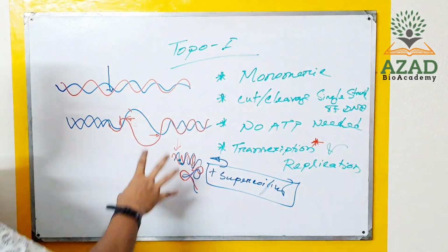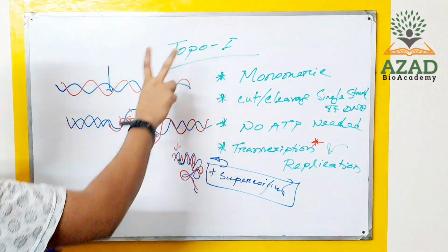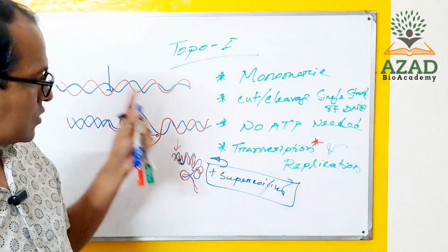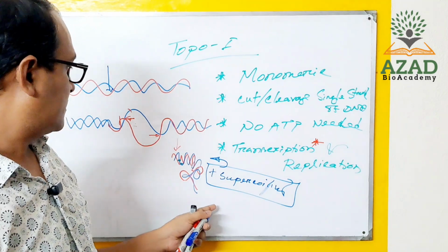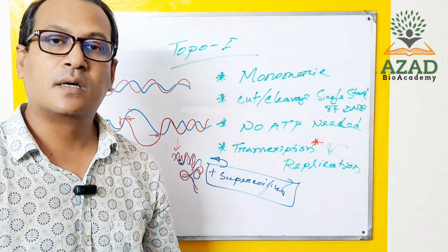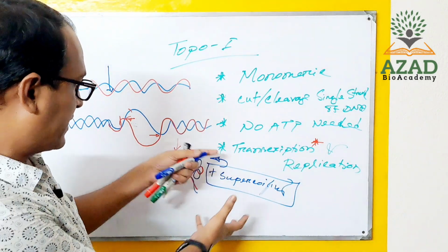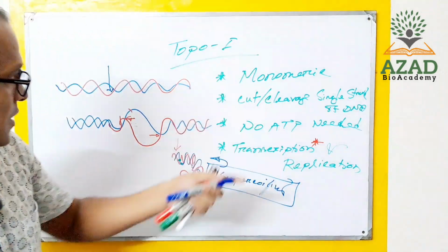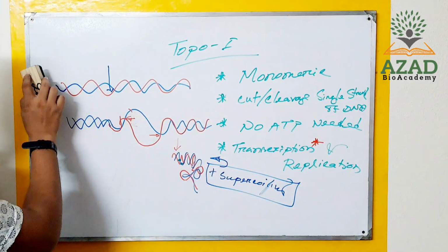Okay, so topoisomerase 1 basically works during transcription and can also be responsible for making negative supercoiling during transcription. Okay, so this is topoisomerase 1 basically.